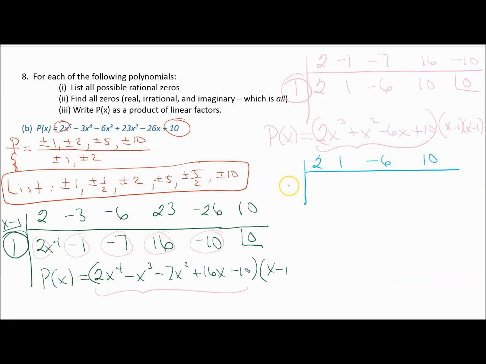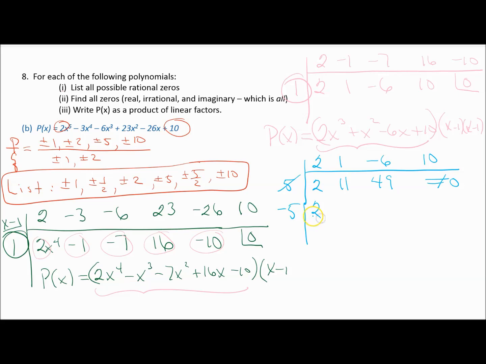All right, we're ready to start with 5. Here we go. 2 comes down. 5 times 2 is 10, plus 1 is 11. 5 times 11 is 55, plus negative 6 is 49. 5 times 49 is big, plus 10 is too big. It's not equal to 0. That's what I know, right? So 5 is off. Let's check negative 5.